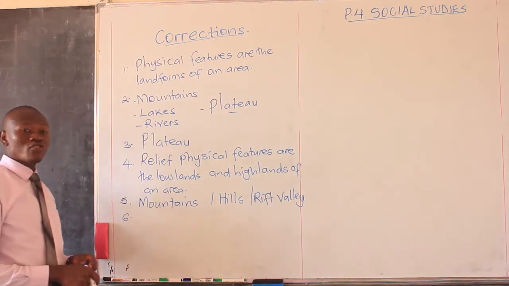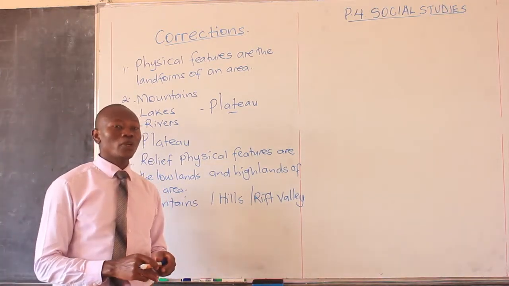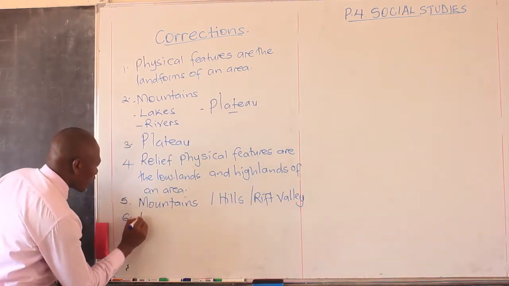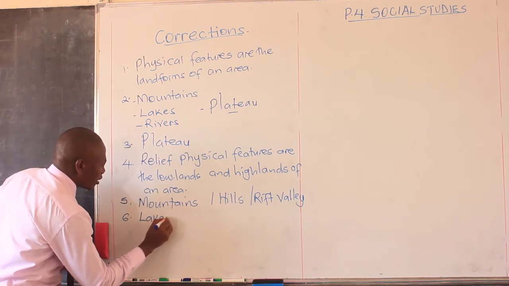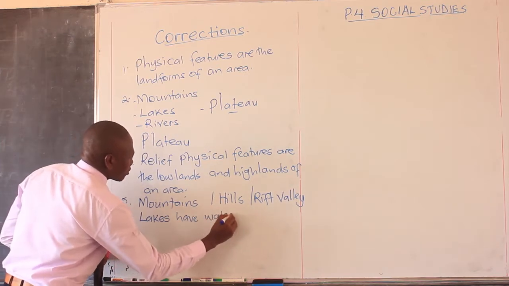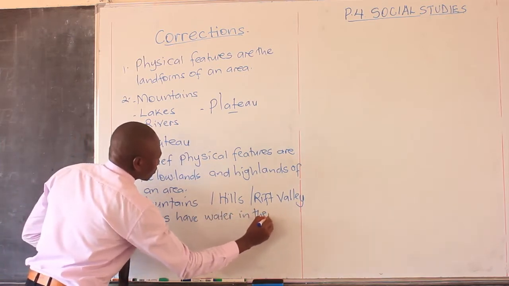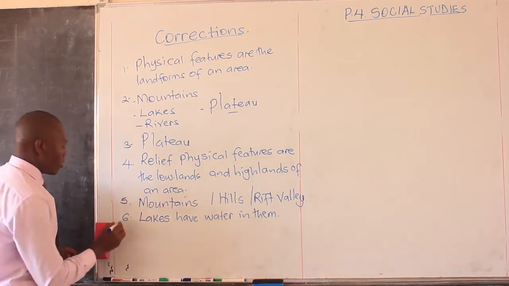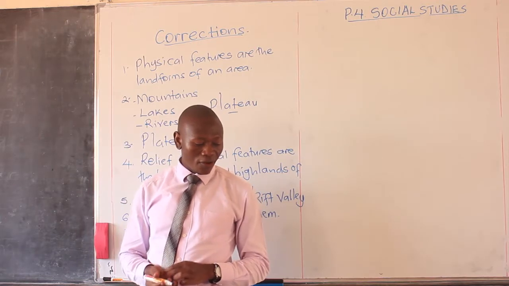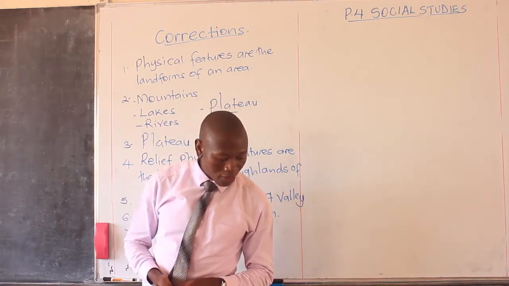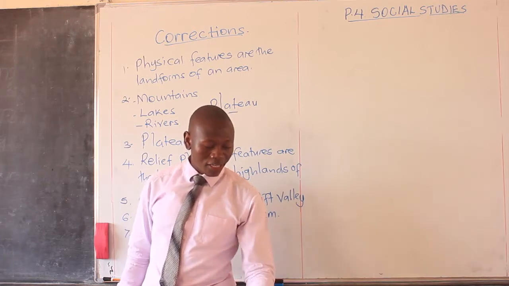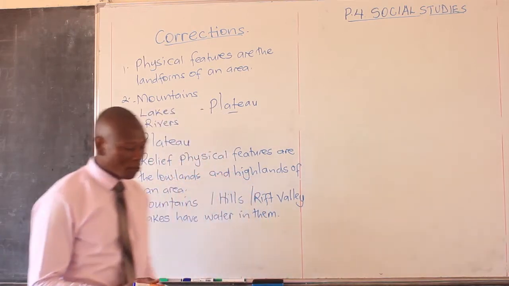Number six was, why are lakes referred to as drainage physical features? Lakes are referred to as drainage physical features because they have water in them. So we say lakes have water in them. That's why we call them what? Drainage physical features.